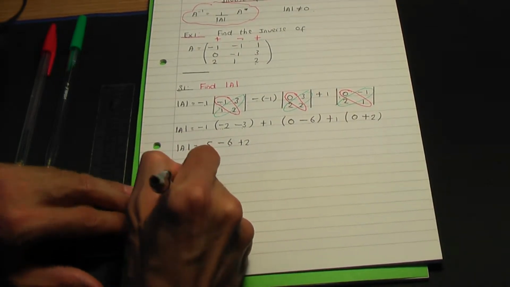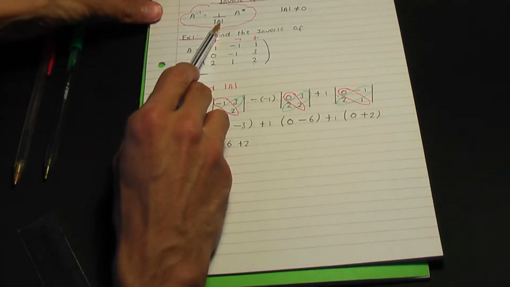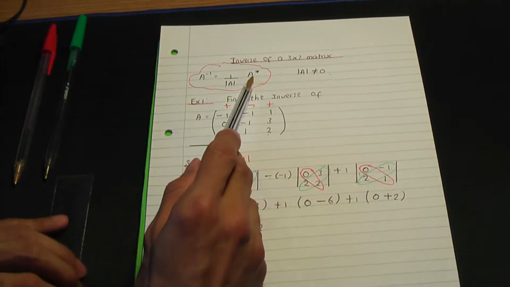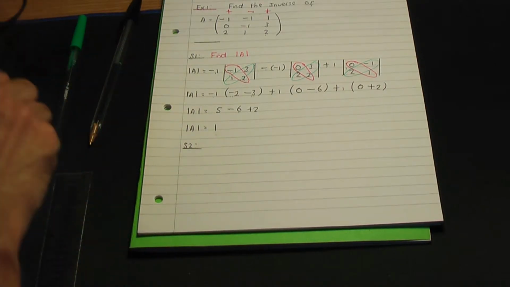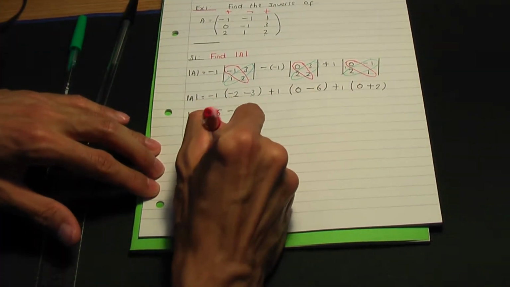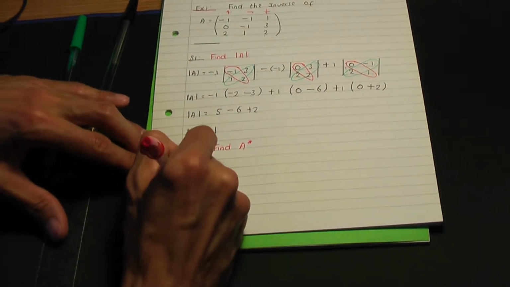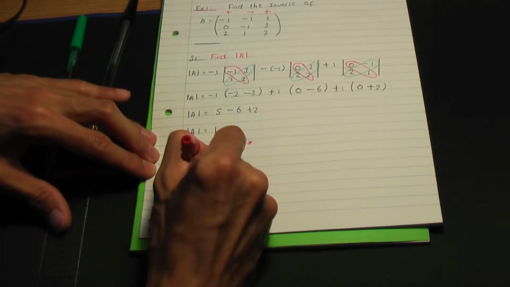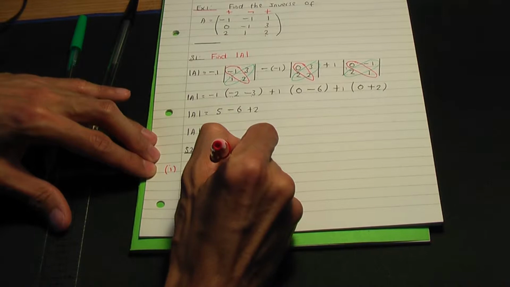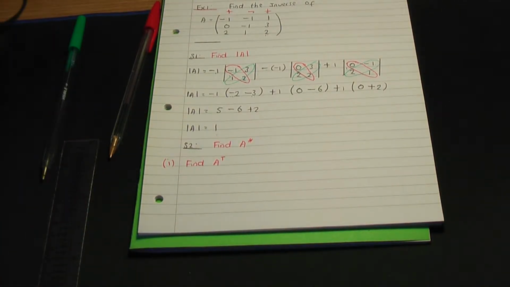Step number 2. Now we have the determinant, we need to work out the adjoint. So let me show you how to work out the adjoint of a 3 by 3 matrix. So step number 2, find the adjoint. Now part 1 of step number 2 is to find A transpose. So I like to find A transpose firstly in order to work out the adjoint.